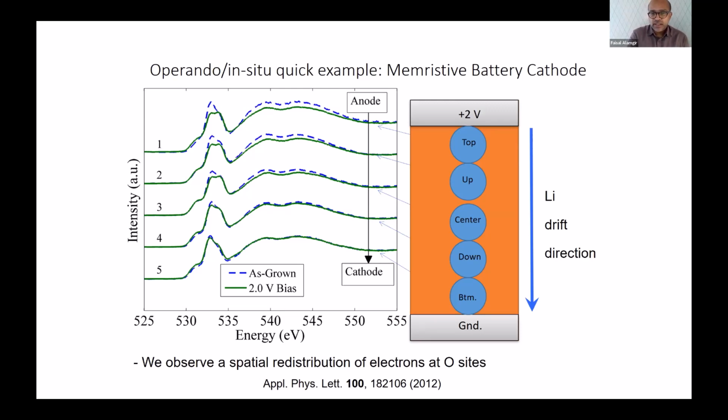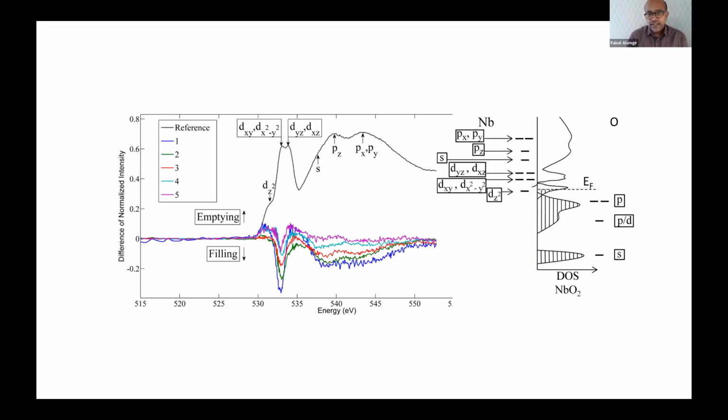And so you can take the difference and interpret that from the point of view of the hybridized orbitals with niobium. We were able to show that oxygen can be very sensitive to the lithium concentration, and that a lithium concentration gradient can be created without having a battery type of geometry. You can actually do it more from the point of view of an electronic material. So that's what we were trying to do there.